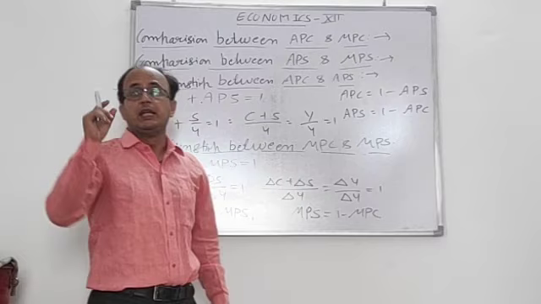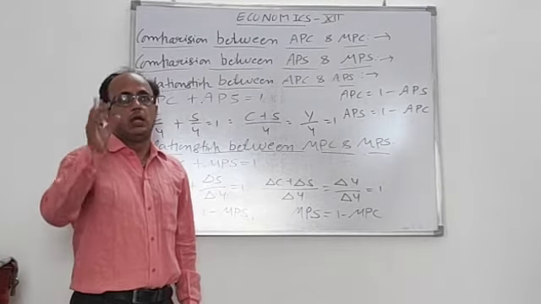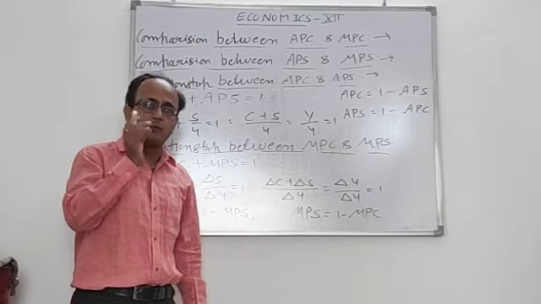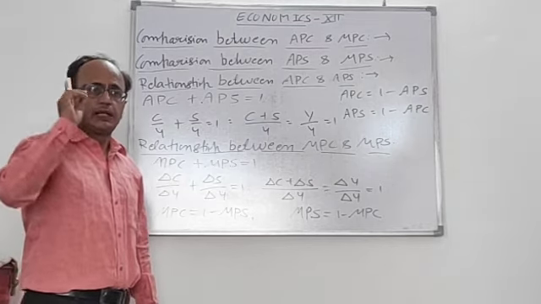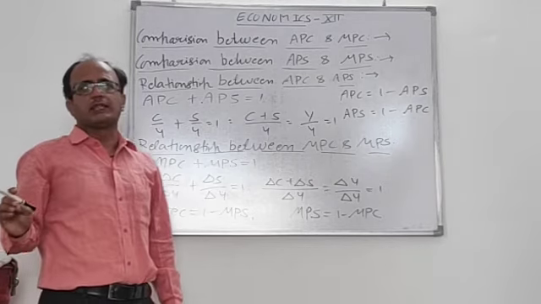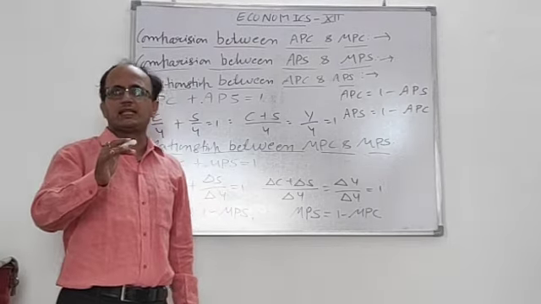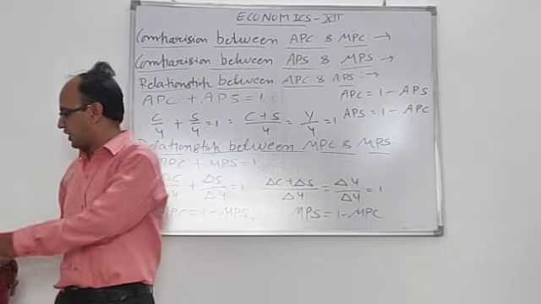APC, you have studied, is average propensity to consume. It shows the relation between our consumption and our income, and we find it as C upon Y. And MPC shows the relationship between change in consumption due to change in income. How do we find it? Delta C upon delta Y. It means change in consumption upon change in income.